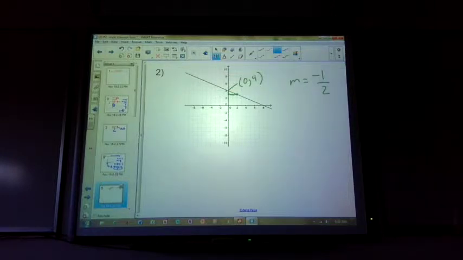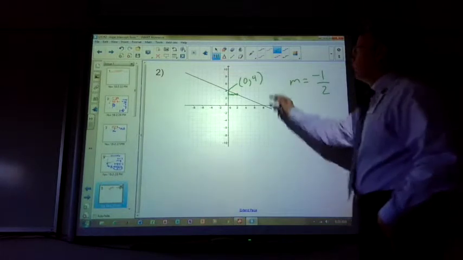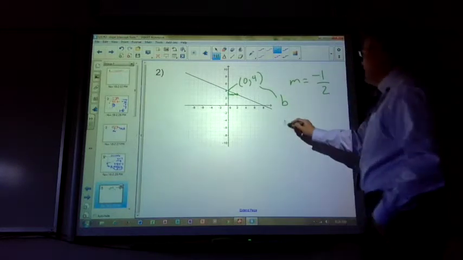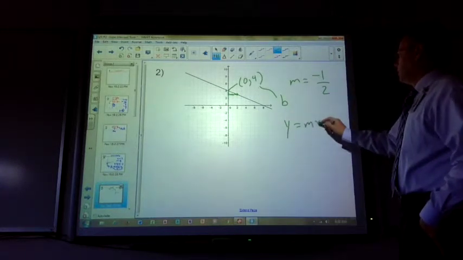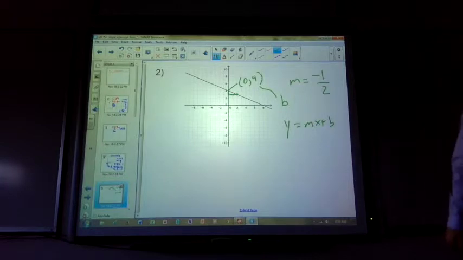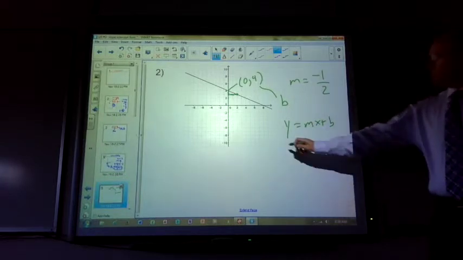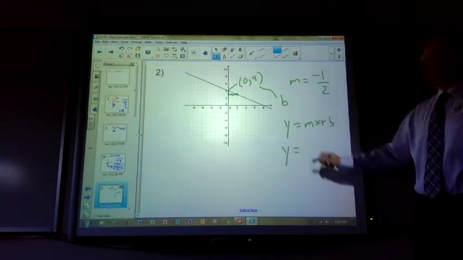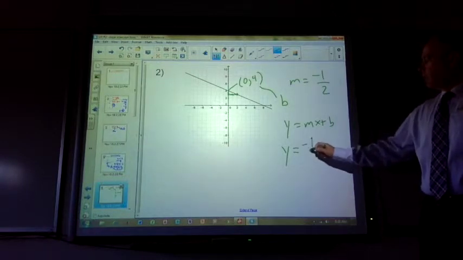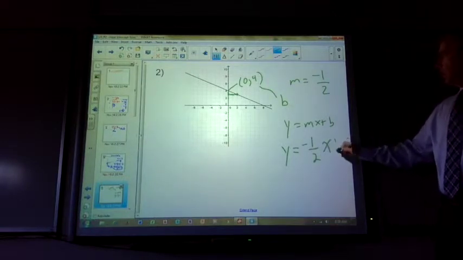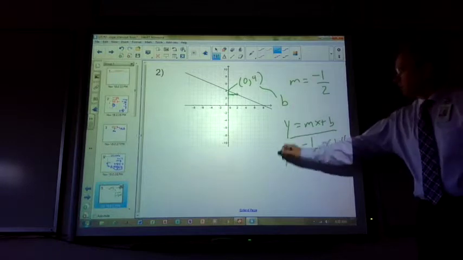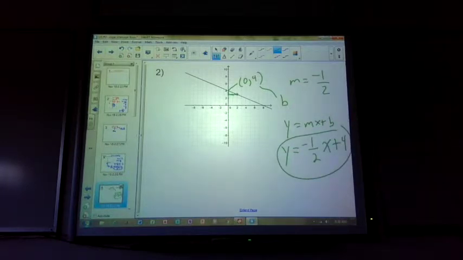So my b value is what? 4. So y equals mx plus b. Tell me the equation. Don't forget, negative 1 over 2 x plus 4. Exactly. So again, there's your equation from that line. So things to remember. If it's decreasing, it's going to be a negative slope. Don't forget the negative slope.